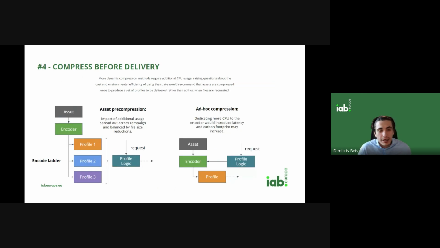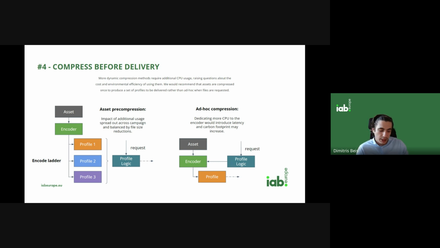And then finally, compress before delivery. Here, it also relates back to that point around how you can actually impact what assets are served. So there are two types of ways to do this. One would be asset pre-compression. So using an encoder to come up with an encode ladder, and then using some kind of logic to decide which profile from that encode ladder to send through. That's how a lot of streaming websites work, for example.